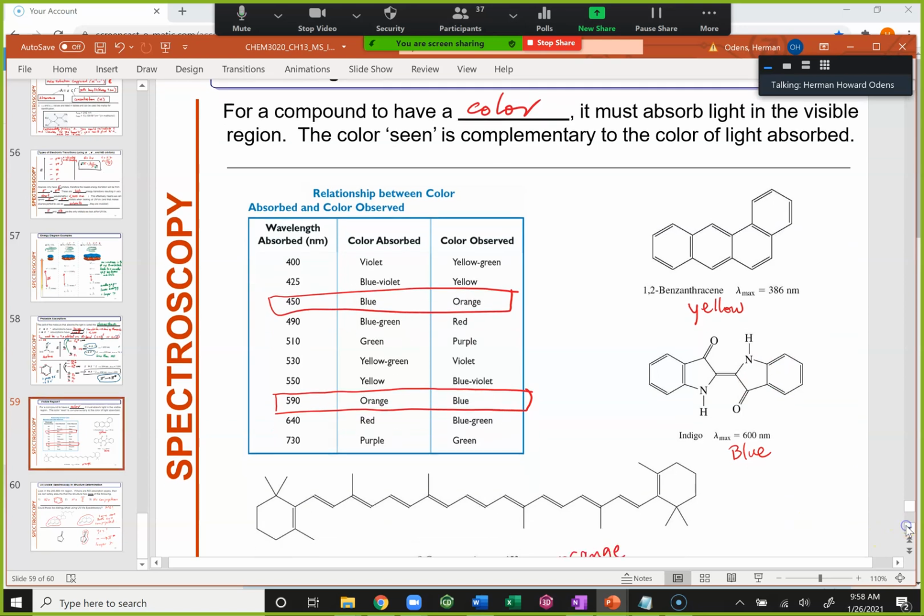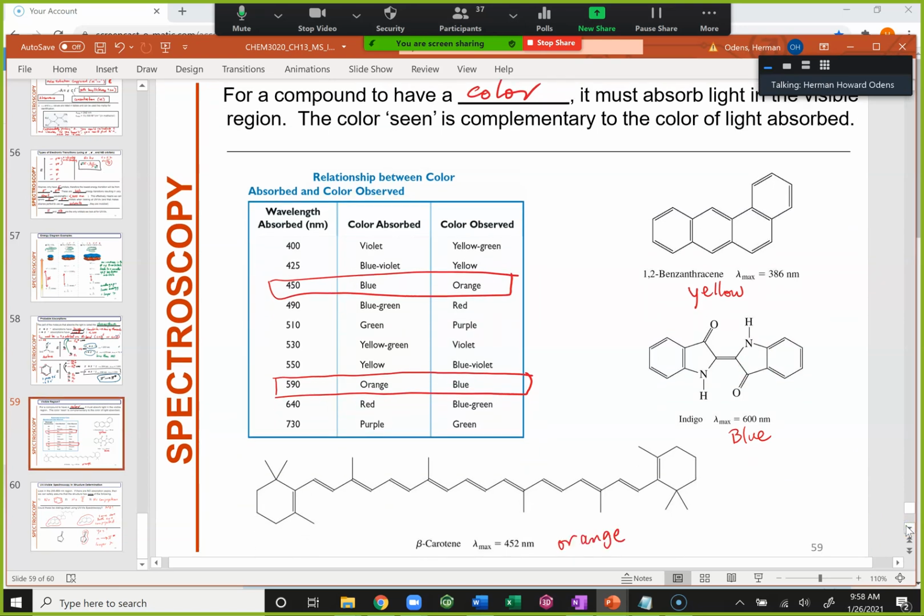The one that I have here is beta carotene. Beta carotene looks orange. So notice that the blue was absorbed, and the wavelength that is showing here is 552 nanometers. So the blue was absorbed, and what we perceive with our eyes is the color orange. Likewise here for indigo blue, it's showing blue. The lambda max is about 600 nanometers. In this table I have here 590. So that's close enough to show blue.